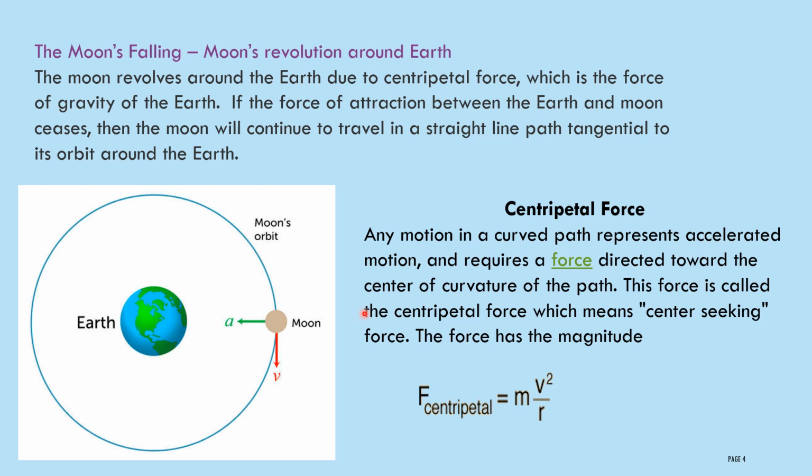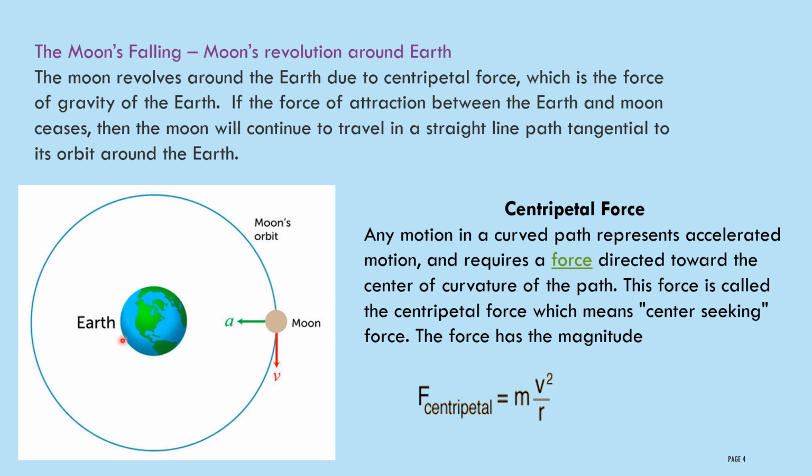What is meant by centripetal force? Any motion in a curved path represents accelerated motion and requires a force directed towards the center of curvature of the path. When an object is moving in a circular path, it experiences acceleration. Because when the object is moving in a circular path, at each and every point it changes its direction. Because of the change in direction, the velocity of the object also keeps changing. When velocity changes, the acceleration also changes. Any motion in a curved path represents accelerated motion.